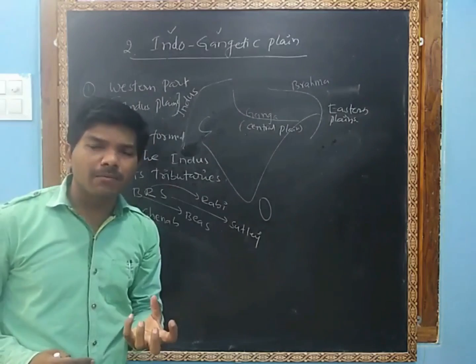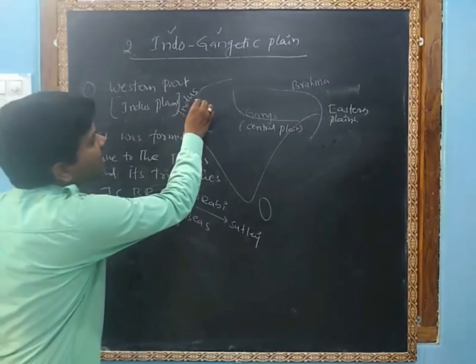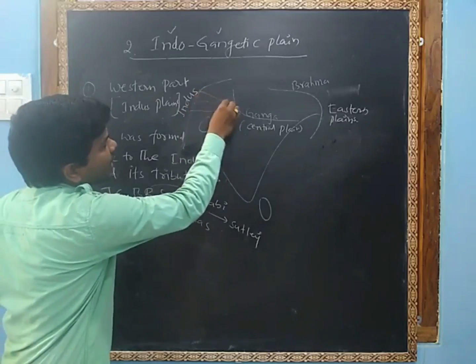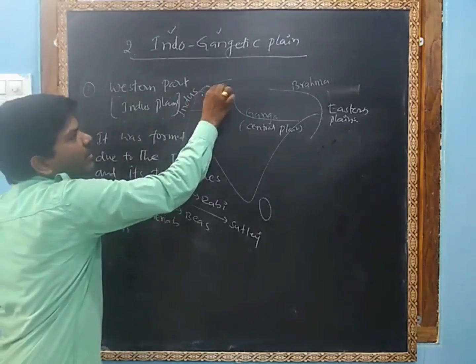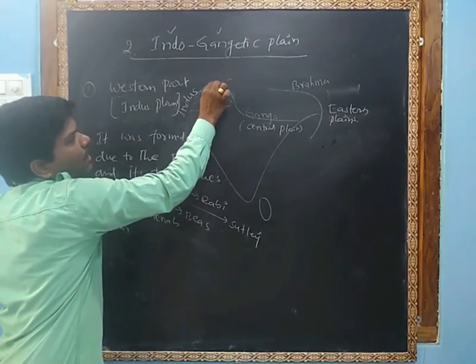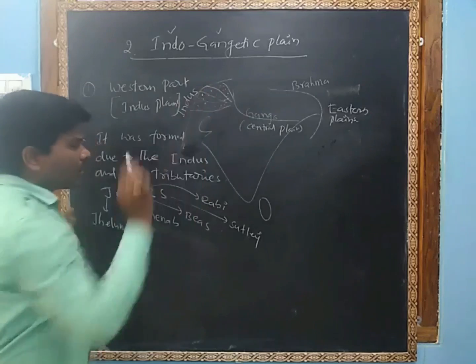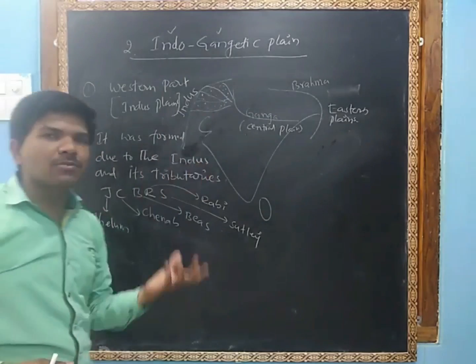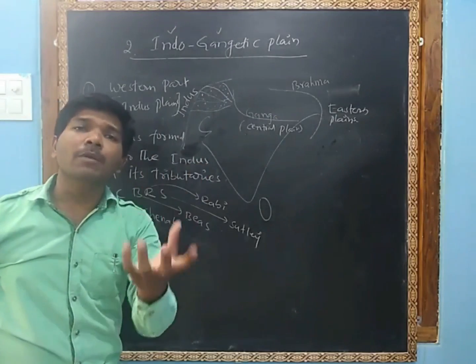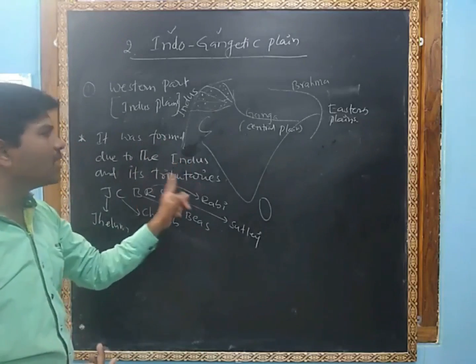They brought alluvium, silt and clay, and they deposited it completely in this place. So the Indus plains were formed due to the alluvium brought by the Indus river and its tributaries.